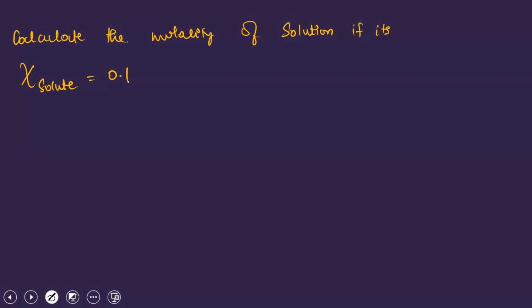Okay, now how do we expand the mole fraction? Let us say the mole fraction of solute is 0.1. So 0.1 is n solute by n solute plus n solvent. We can write this as number of moles of solute divided by number of moles of solute plus number of moles of solvent is equal to 0.1.